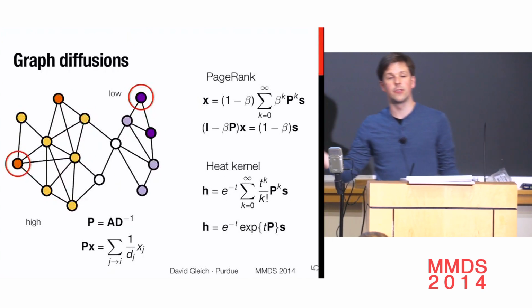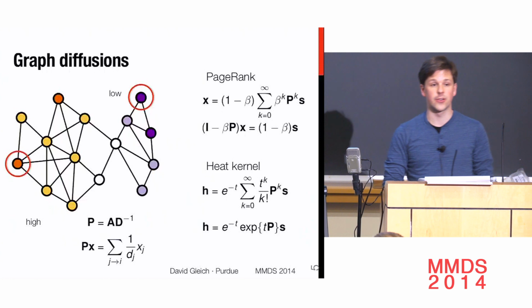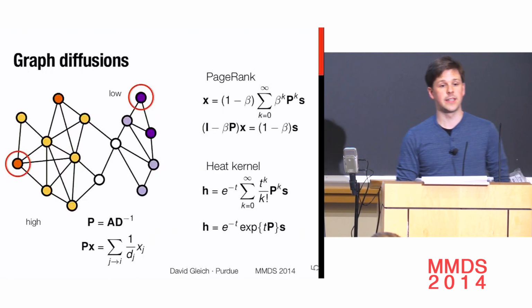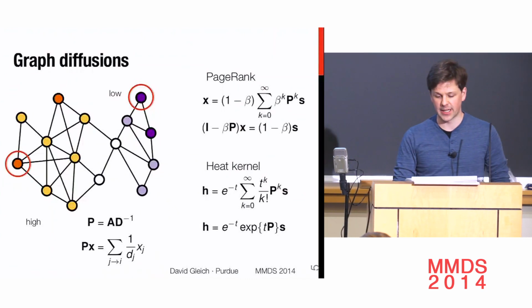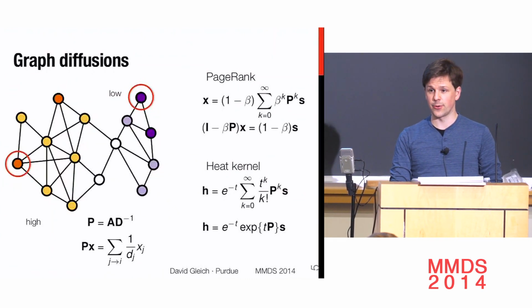At the end of the talk, we'll also see a little bit with the heat kernel diffusion. There's been a lot of work done on PageRank over the last 10 or 15 years. There's been less work about the heat kernel, but we'll illustrate that maybe people should be spending a little bit more time looking at the heat kernel than PageRank.